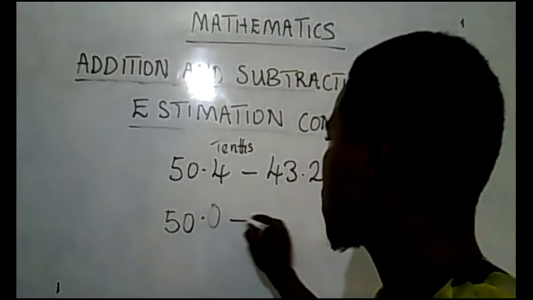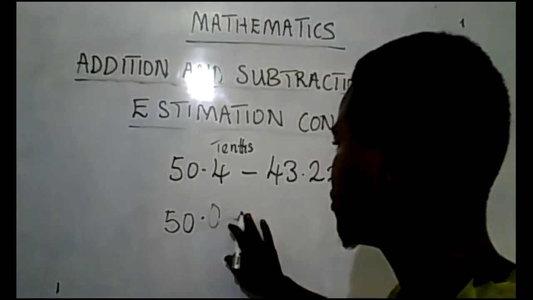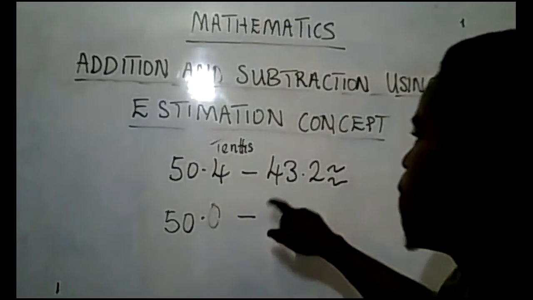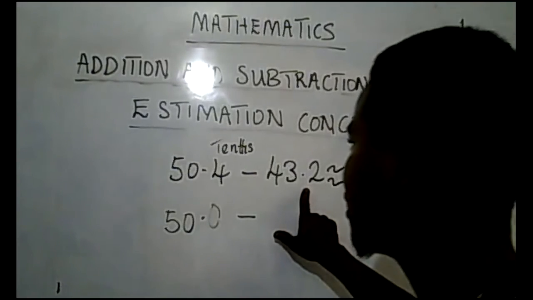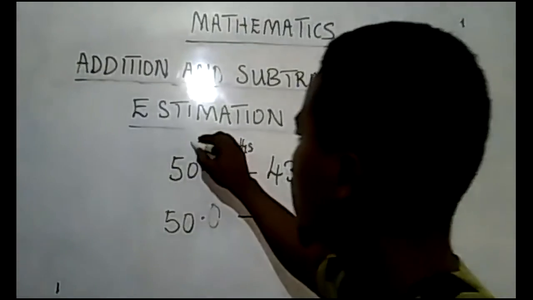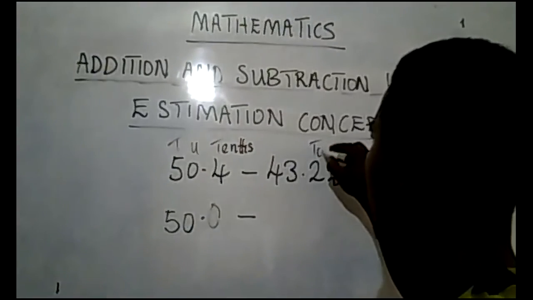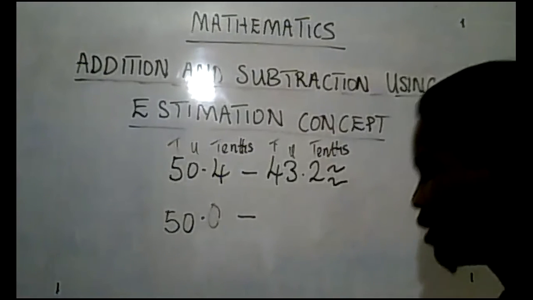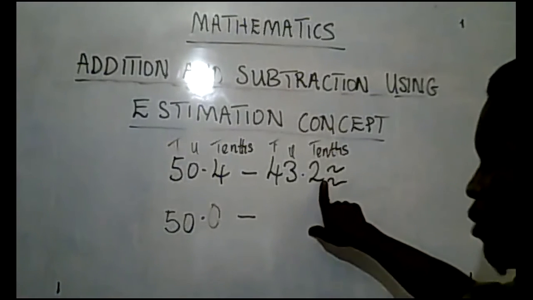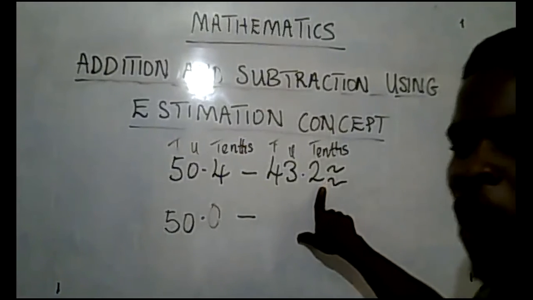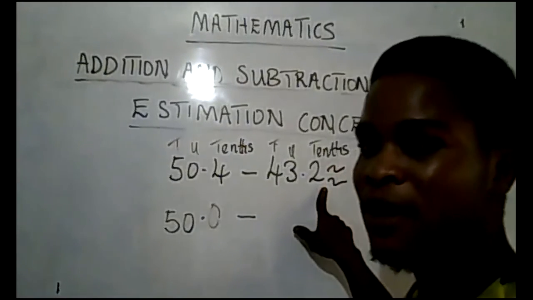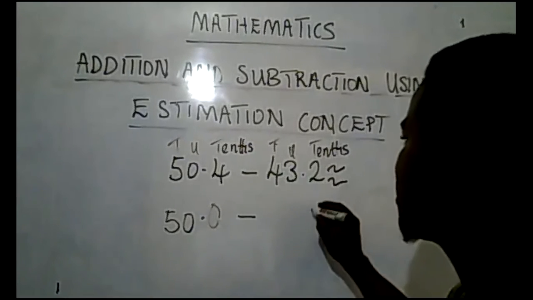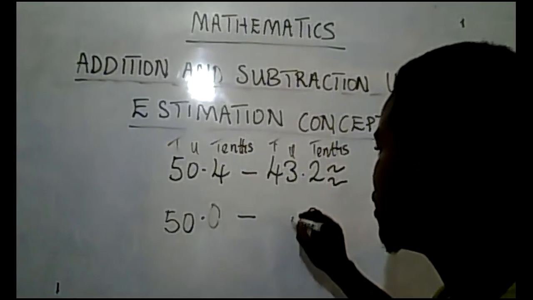Now, minus 43.2. How do you convert this? Remember that this is a unit and this is a tenth. Now the first thing you do here is look at the 2, which is the tenth. Is 2 up to 5? Of course not. So if the 2 is not up to 5, then what you do is write 0 and leave these ones the way they are.